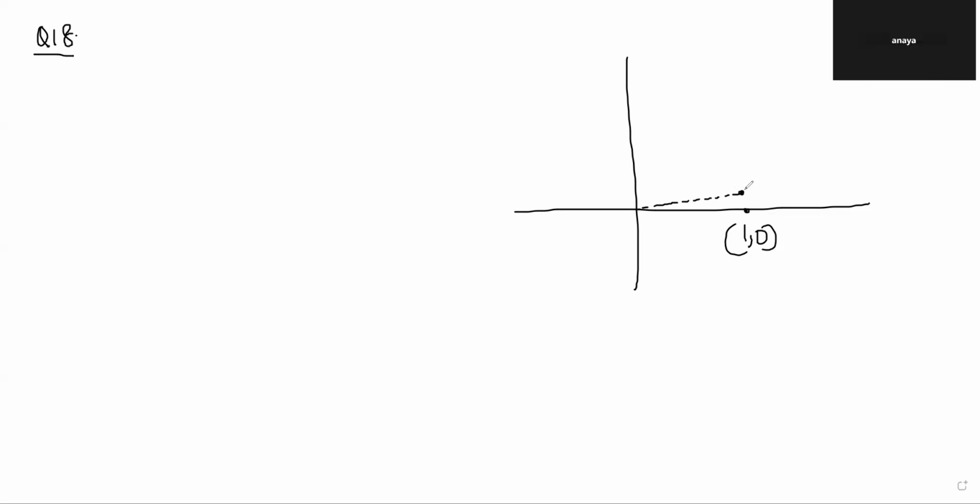The plane itself has rotated. So this angle is 1 degree on T1, and then reflect it about the y-axis. Reflect the whole plane about the y-axis. So you would end up somewhere here, right?